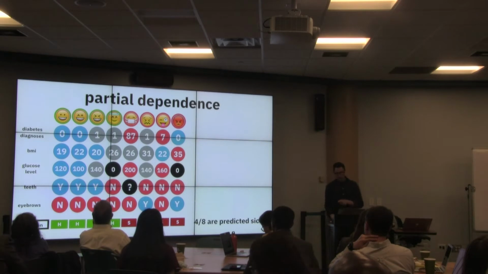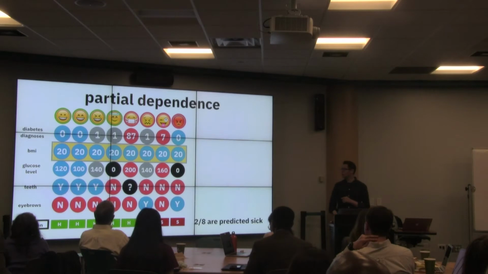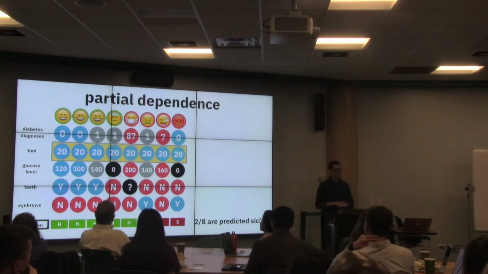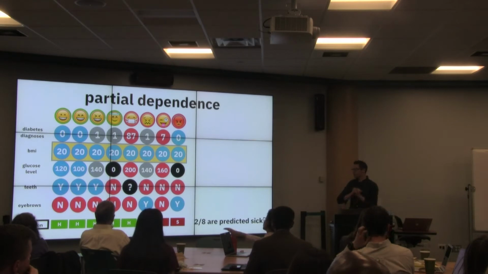But what happens if we want to understand how, let's say, body mass index, BMI, affects this prediction? What we can do is use partial dependence, where we say, OK, we're just going to set everyone's BMI to 20. Leave all their other features the same, then feed these new synthetic patients into our algorithm and see how the prediction changes. And if we do this, and this is an extreme example, now suddenly the left 6 patients will be predicted as healthy and the right 2 will be predicted as sick.